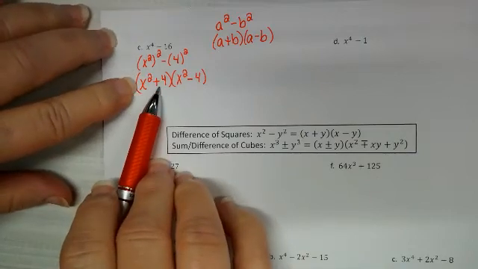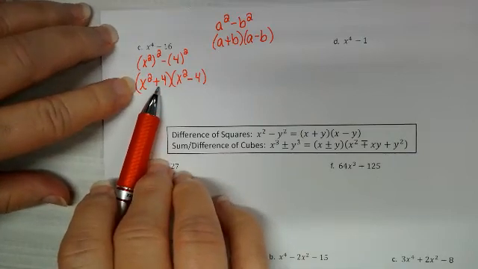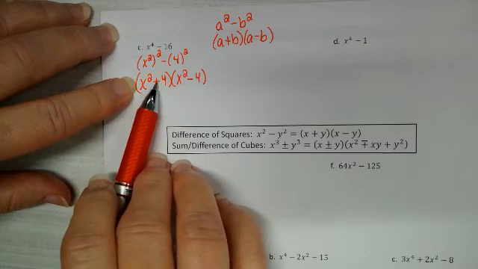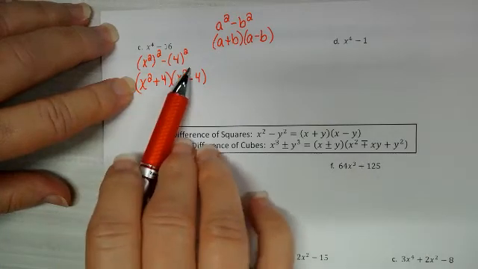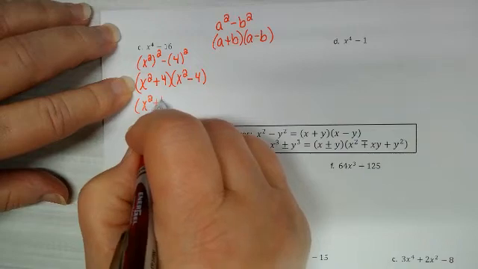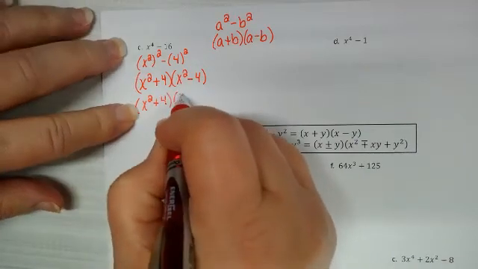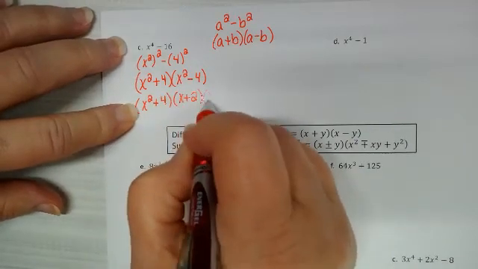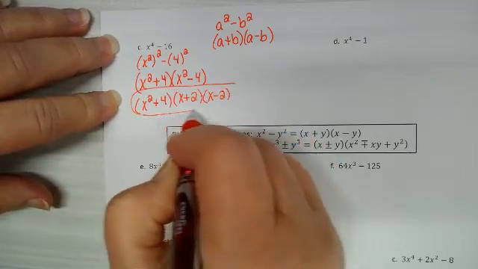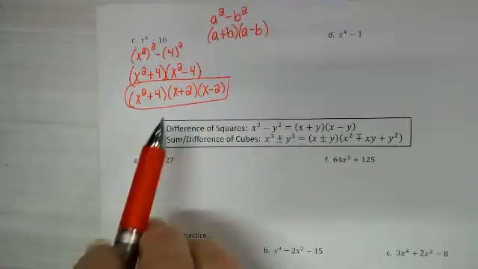Now this x squared plus 4 is done. It is not a difference of squares. There's a plus there, so that's done. X squared minus 4, however, can be broken down further. So that's x plus 2, x minus 2. And now I have factored completely.